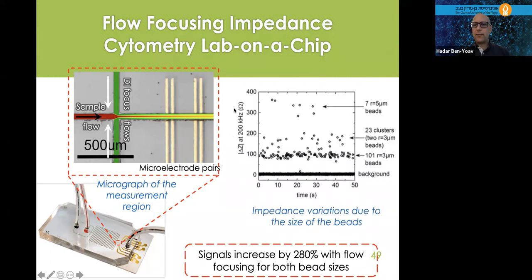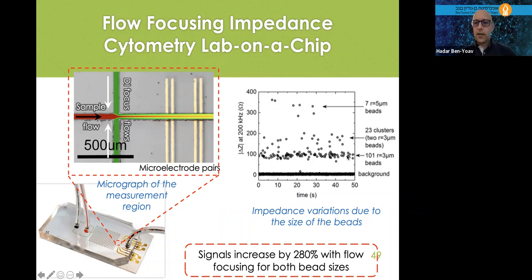This is how the impedance measurement looks. It's the impedance measured over time. You measure the impedance, the cell flows through here, and you have an increase in the impedance, then it goes down, then another increase, going down. This is the background, a very low signal, and all those increases in the impedance mean that something flowed on top of the electrodes. And we can see there are different values of impedance: a lower impedance increase, a medium one, and a high one.